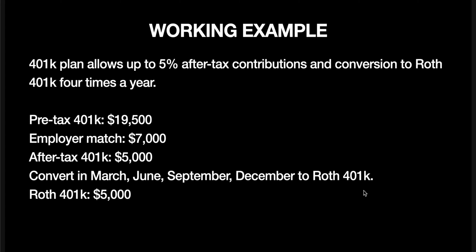And then at the end of the year, they end up with the Roth 401k balance of 5,000, let's say, which is the same as their after tax. So at the end of the year, their after tax 401k would be $0 and the Roth 401k would be $5,000.